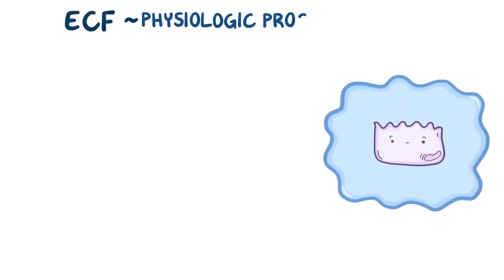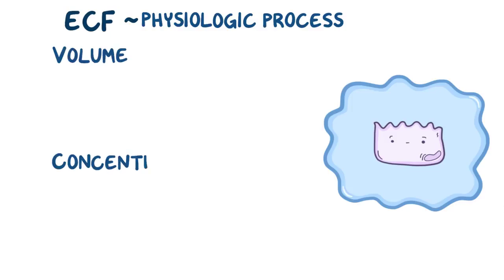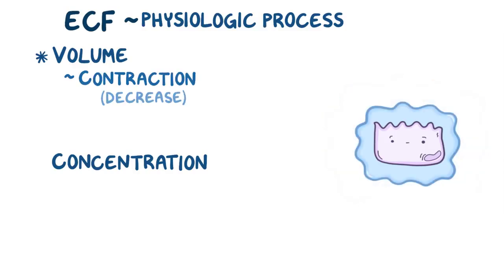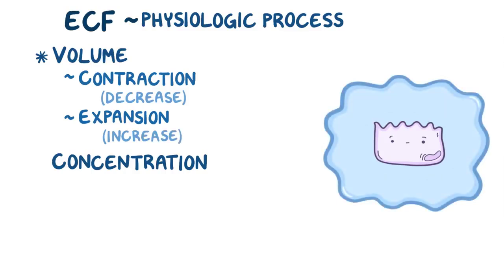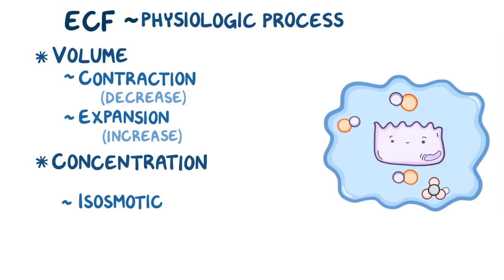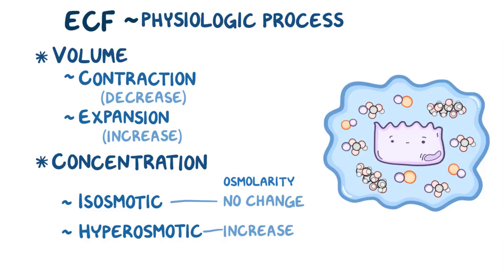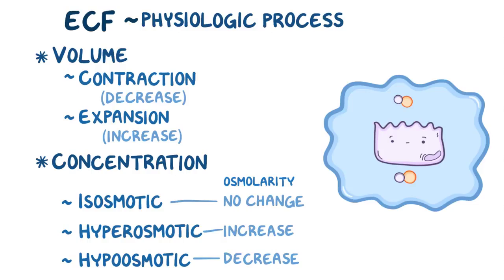Usually, the extracellular fluid is more easily affected by physiologic processes. So we'll look at the volume and concentration of the extracellular fluid. In terms of volume, contraction means a decrease in extracellular fluid volume, and expansion means an increase in extracellular fluid volume. In terms of concentration, an isosmotic disturbance means that there's no change in extracellular fluid osmolarity. A hyperosmotic disturbance means that there's an increase in extracellular fluid osmolarity, and a hyposmotic disturbance means that there's a decrease in extracellular fluid osmolarity.